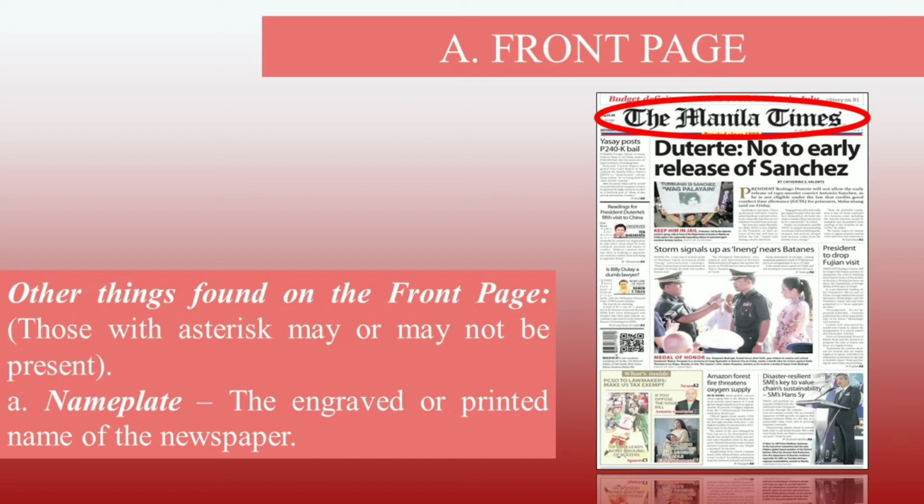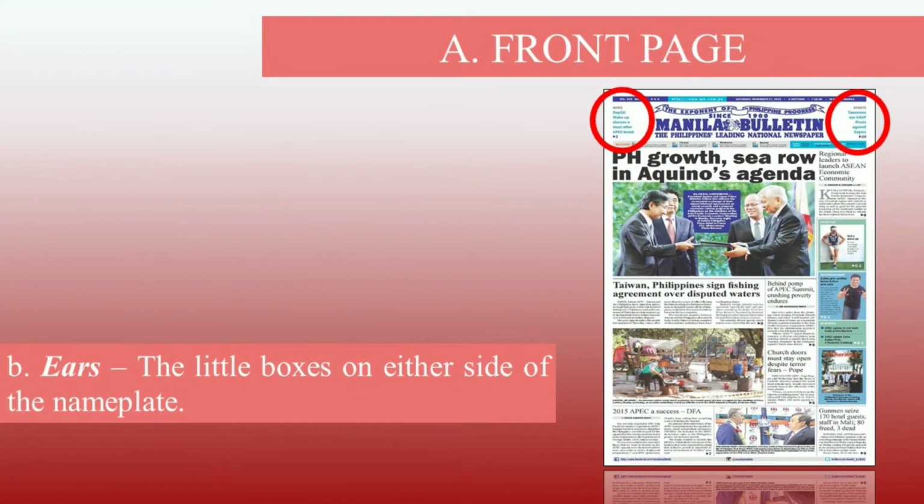So the things found in the front page are: A. Nameplate. It is the engraved or printed name of the newspaper. As you can see in the encircled part, that is what we call a nameplate. The nameplate is the Manila Times. B. Ears. These are the little boxes on either side of the nameplate. It is the part of the newspaper placed on both sides or one side of the nameplate.